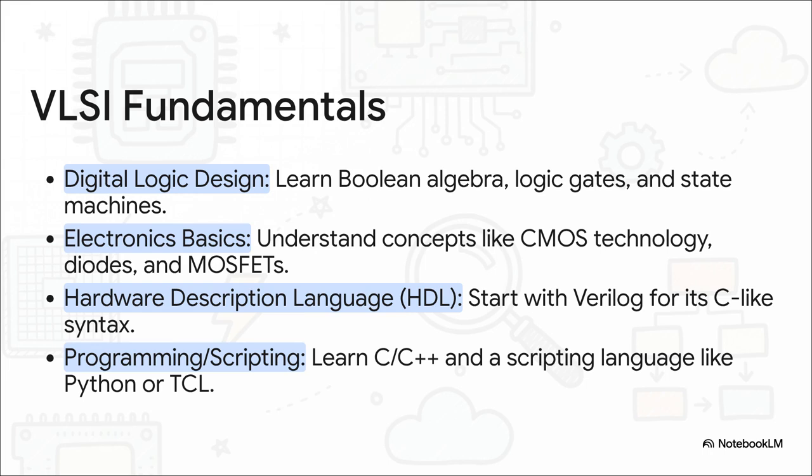Well, engineers who do this for a living pretty much all agree it boils down to these four things. First up, digital logic. This is like the basic grammar of how circuits think. Then you've got your electronics basics. That's the physics behind how all those tiny little parts actually do their thing. Next, you got to learn a hardware description language, an HDL. Verilog is a great place to start. It's literally the language you use to write the chip's blueprint.